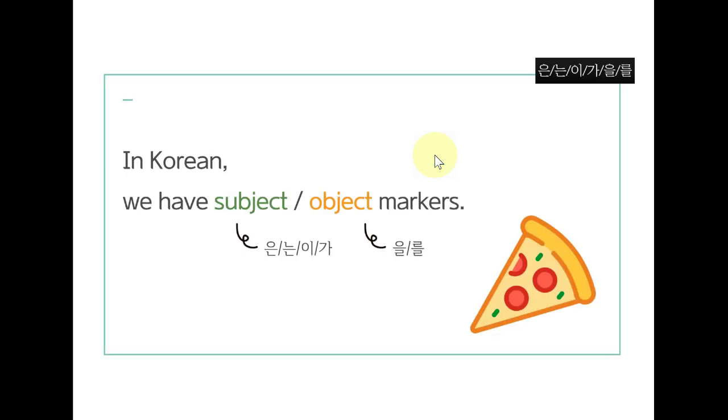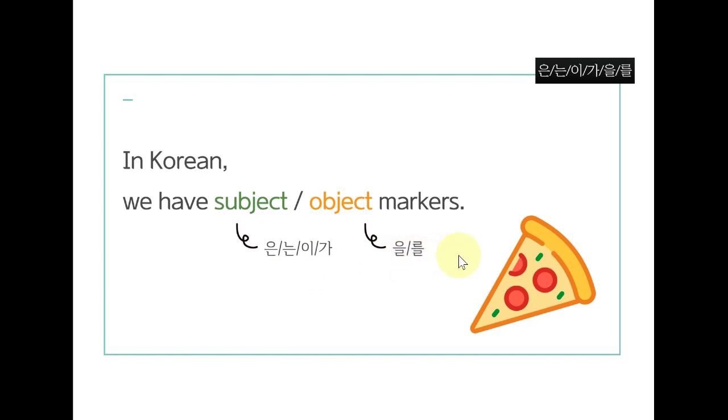In Korean, we have subject markers and object markers. As for the subject markers, we have four: 은, 는, 이, 가. And as for the object markers, we have two: 을, 를. So if you want to make certain noun as a subject, then you should put 은는이가. But if you want to make a certain noun as an object, then you should use 을, 를.